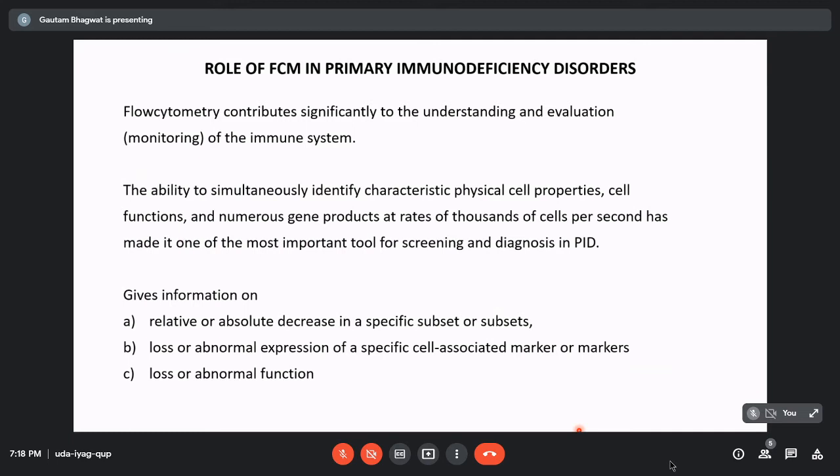Now, PIDs are very rare disorders. The frequency in the US is around one in 2000 cases, but still I guess the US government has made PID screening mandatory in almost all newborns. Flow cytometry gives us information on these specific subsets, or the abnormal expression of markers and abnormal function, and therefore plays a very important role. So all the screening of newborns would be done through flow cytometric analysis, and the initial screening tube usually is the TBNK tube.